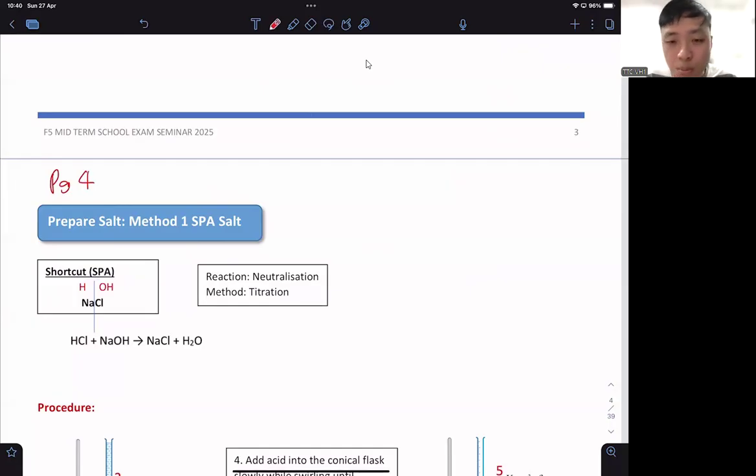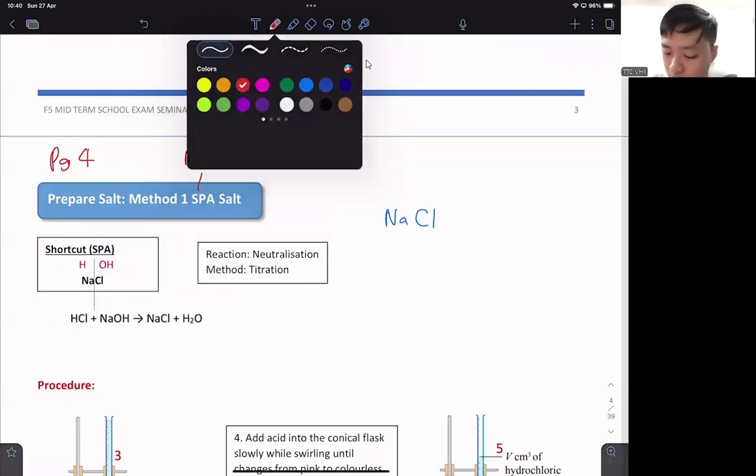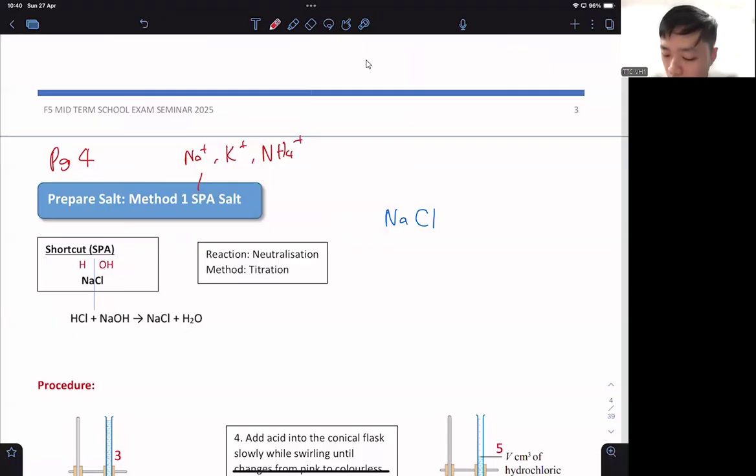If you want to prepare an SPA salt, SPA stands for sodium ion, potassium ion, ammonium ion. So if you see any of these salts, you just use neutralization, where H plus is your acid and OH minus is your alkali. For example, if I want to prepare NaCl, I just use the shortcut: one is H plus, one is OH minus.